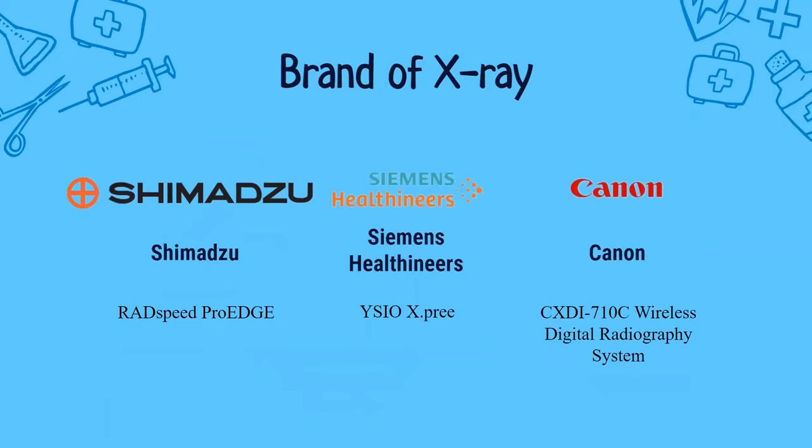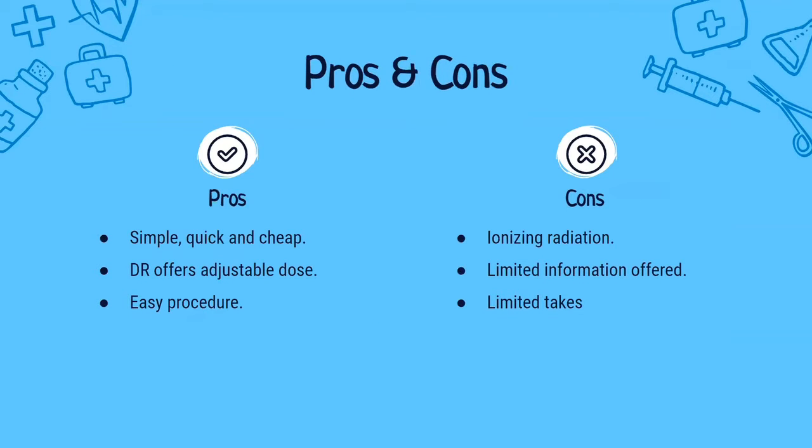And these are some of the suggested brands from me for X-ray. First we have Shimadzu, and then we have Siemens and Canon. All three of them are great and are elaborated in the report, with all the details. And finally, you have the pros and cons. The pros are the good ones, and the cons are, of course, the disadvantages.